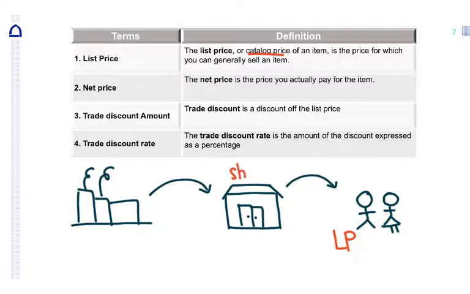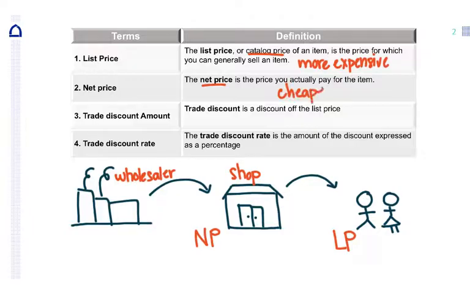Here's your shop. You have to get it cheaper from the factory, or sometimes we call the factory the wholesaler, the company that originally provides the items. You have to get it cheaper in order that when you sell it to the customer, you make more money. So the price you will pay is called the net price. It's a cheaper price. So this one is more expensive. The list price is more expensive, and the net price is the cheaper price that you pay as the shop owner. Okay, then we have two other sets of vocab words we'll discuss.